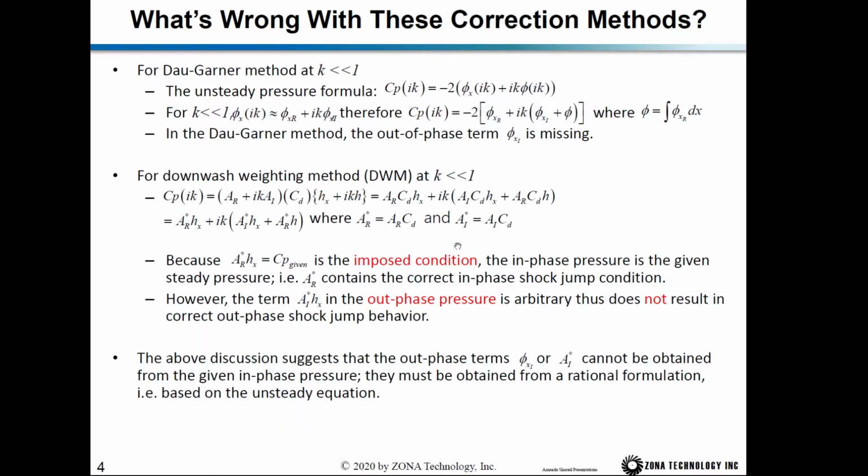However, the term AI star, which is AI times the weighting matrix, is out-of-phase pressure and is arbitrary. Thus, it does not result in correct out-of-phase shock jump behavior. The above discussion suggests that the out-of-phase pressure, the phi x imaginary and AI star, cannot be obtained from the given in-phase pressure. They must be obtained from a rational formulation, which is based on the unsteady flow equation.